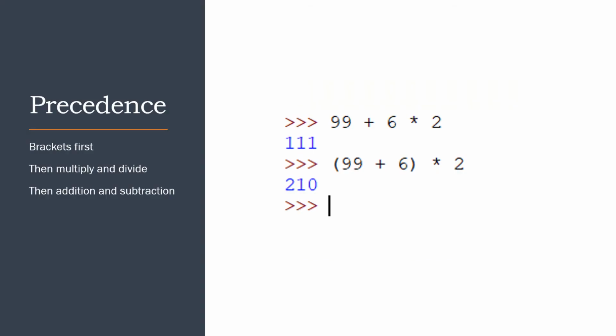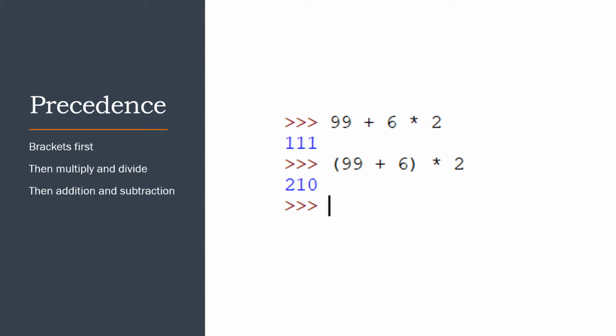Some expressions have got more than one arithmetic operator in them. In this case, the computer will work out part of the sum first and then complete the sum. How does it know which part to do first? Well, the answer is something called precedence.